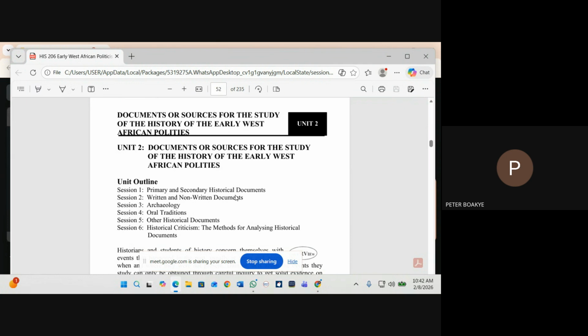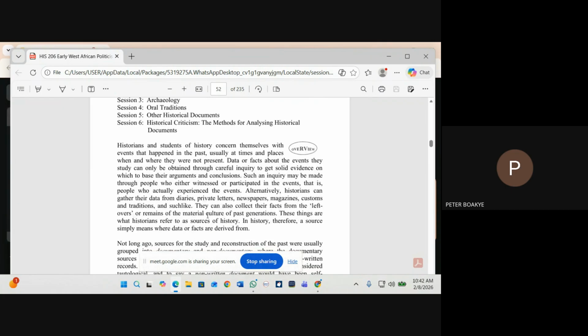So, unit outline. Session 1, we'll look at primary and secondary sources or historical documents. Session 2 looks at written and non-written documents. Session 3, archaeology. Session 4, oral tradition. Session 5, other historical documents. And Session 6, historical criticism, the methods for analyzing historical documents.